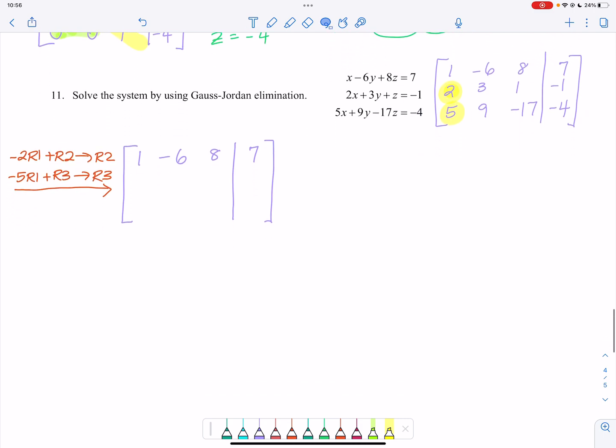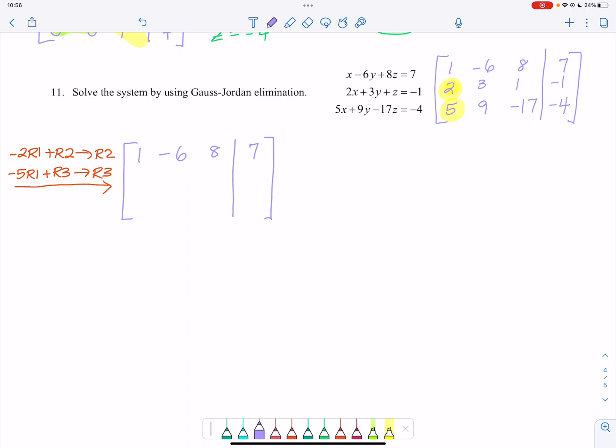Okay. So now, if we're going to take negative 2 times row 1, and we're going to add that to row 2, we will have 0, 15, negative 15, and negative 15. And then negative 5 times row 1 would be negative 5, 30, negative 40, and a negative 28. And I'm going to add that to row 3. And as you can see, I will have 0, 39, negative 57, and negative 32.